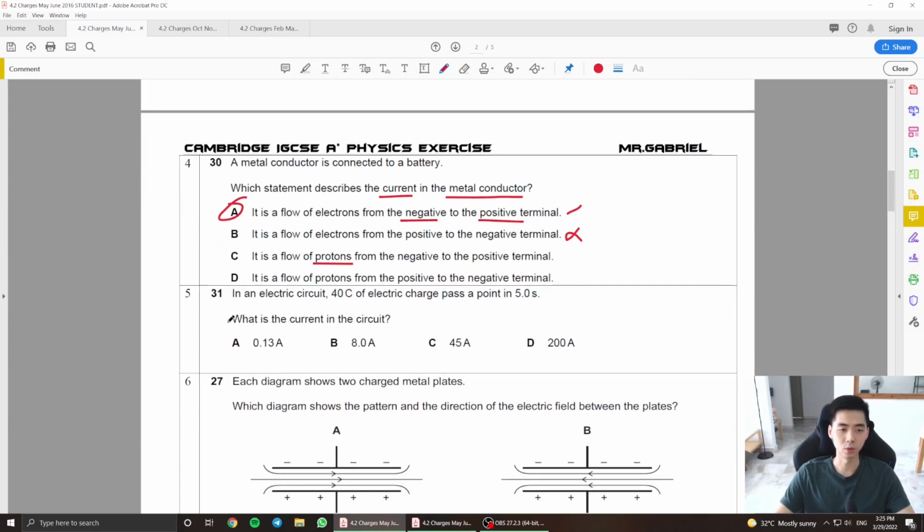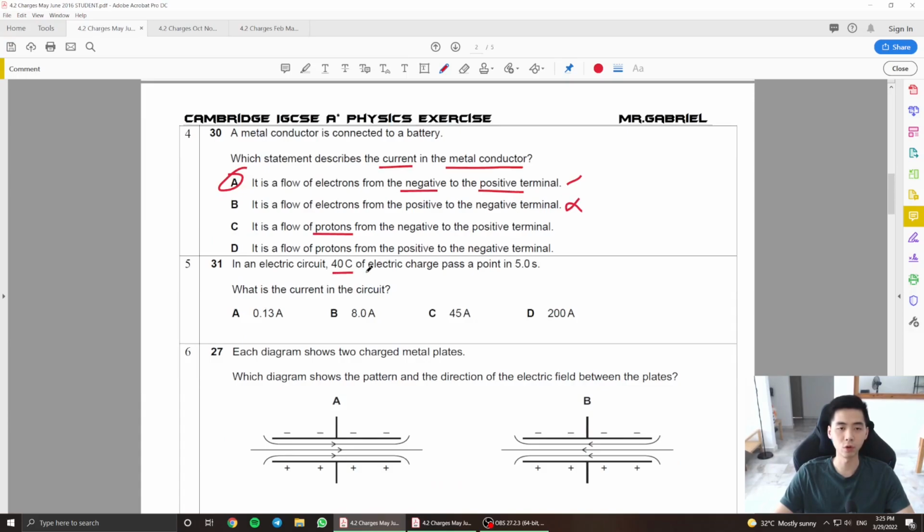Alright, then question number 5. In an electric circuit, 40 coulombs of electric charge passes a point in 5 seconds. What is the current here? Q equals IT, right? So I will be equal to Q over T here. It will be 40 divided by 5, which is obviously going to be 8 amperes in this case here.